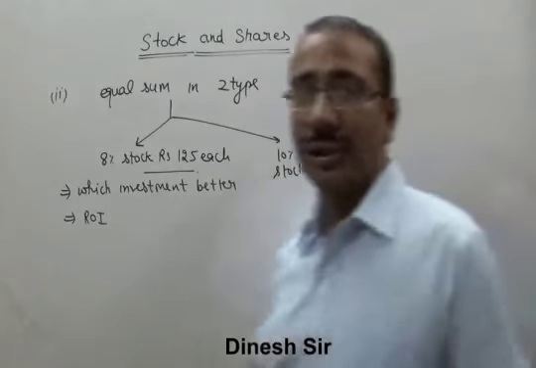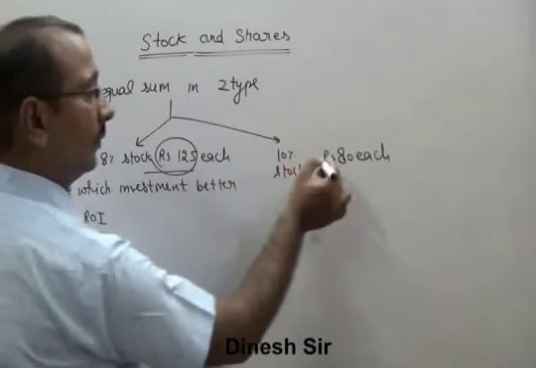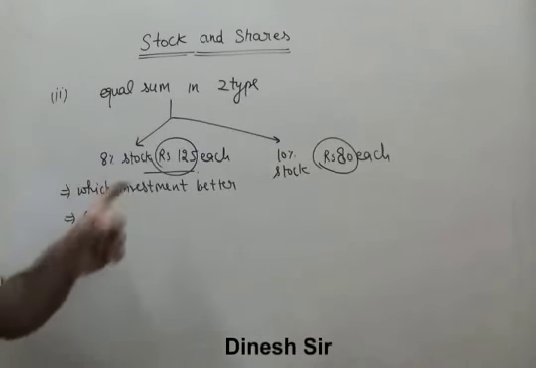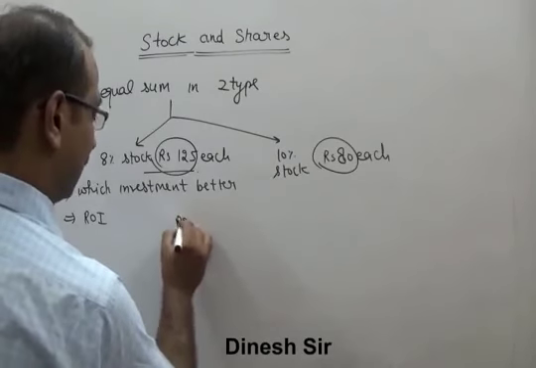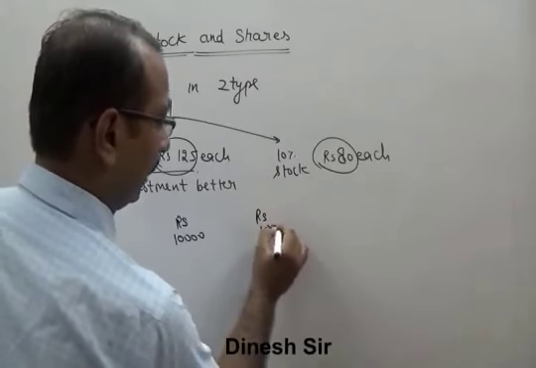But in this question, it is always better to assume the LCM of the prices, 125 and 80. You may take that LCM to be 10,000, by multiplying both. So I may say he invested in the first scheme 10,000, in the second scheme 10,000, right?